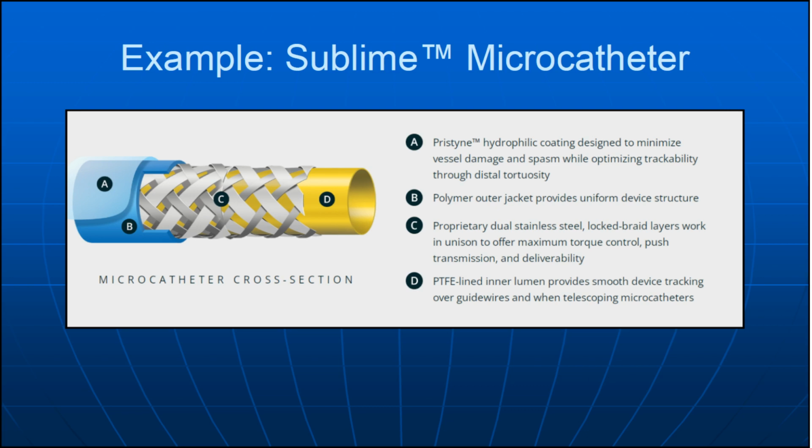The first example is the subline microcatheter. It consists of 4 layers. The first layer is PTFE inner liner that provides smooth device tracking when advanced over guide wires. PTFE inner liners are typically on the order of 0.00075 to 0.0015 inches in thickness.